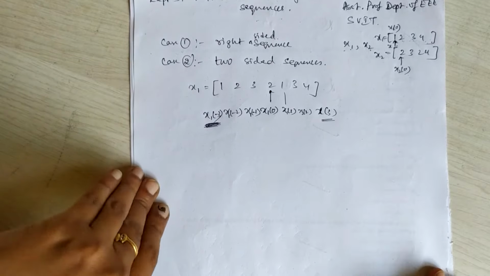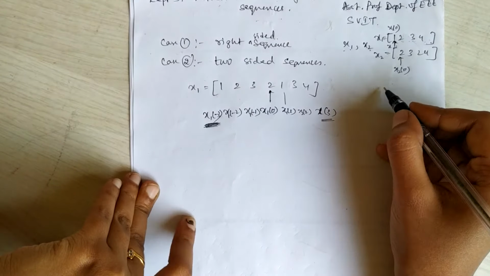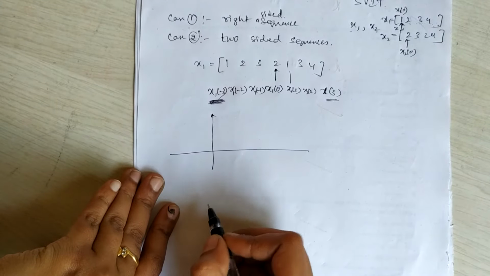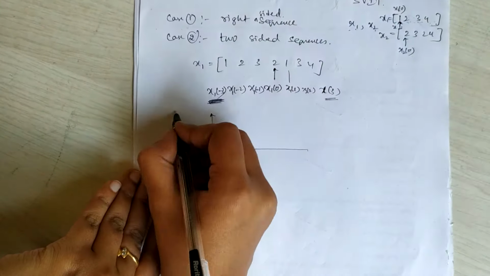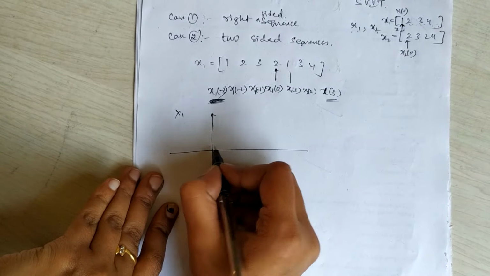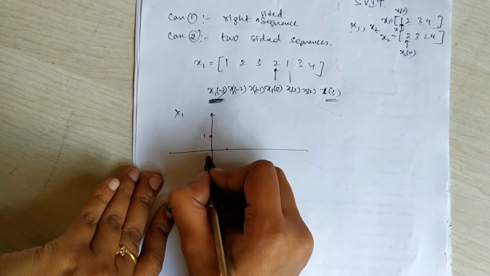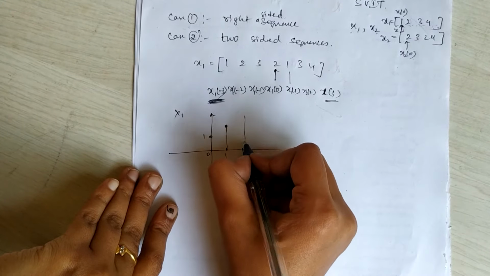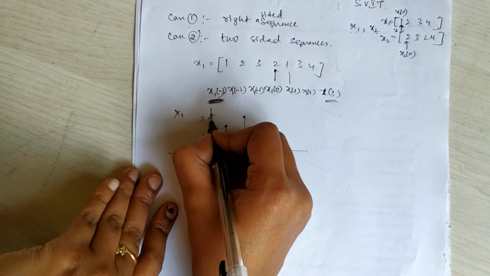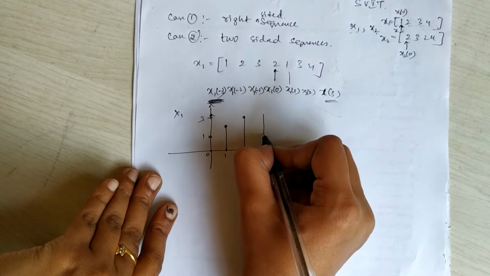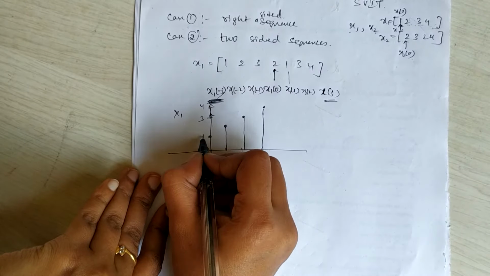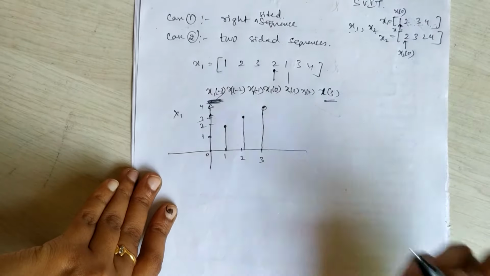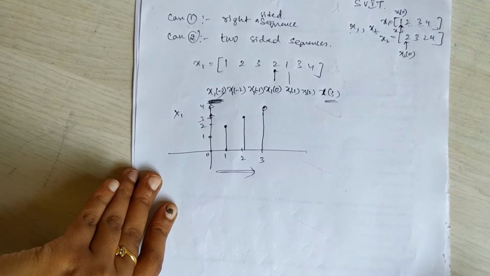Okay, so the right-sided sequence, in the form of the graphical method: 1, 2, 3, 4, let us plot this. x1 for 0 value is 1, for 1 value it is 2, for 2 value it will be 3, and for 3 value it will be 4. So this is how you will find it, all on the right side.